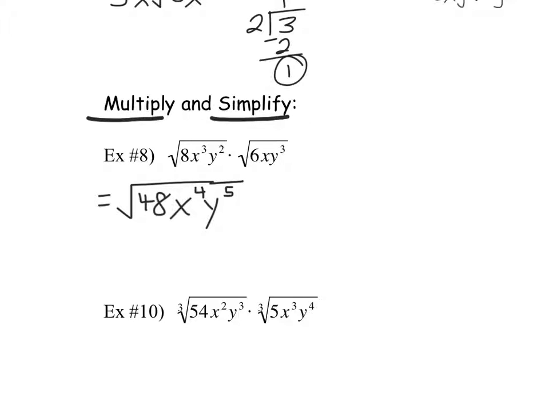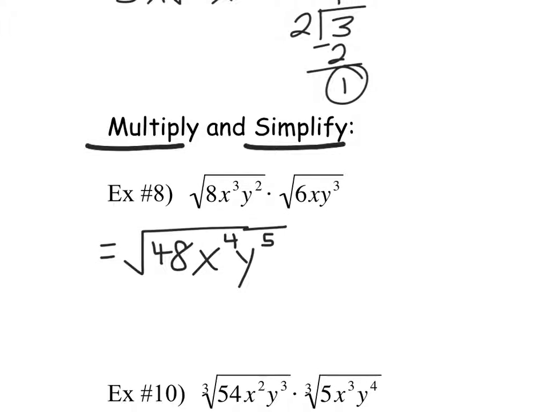What perfect square goes into 48? 16 times 3. That's a little tough one, huh? 16 times 3. All right, so you get square root of 16 is 4. That goes outside. 3 remains back in. And then there's a little 2 here. I know you can't see it because it's not there, but the square root means a little index of 2. 2 goes into 4 twice, no remainders. 2 goes into 5 twice with 1 remainder.